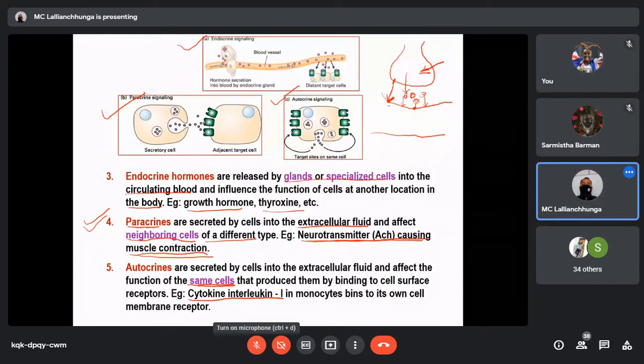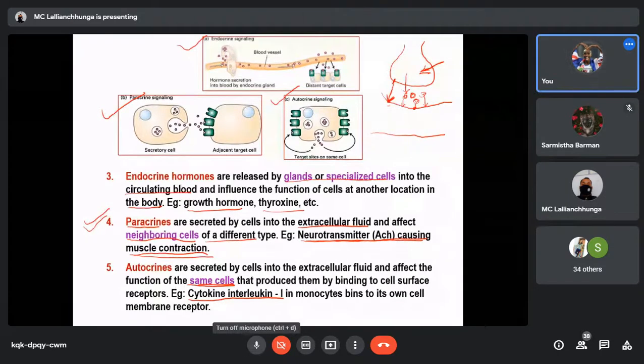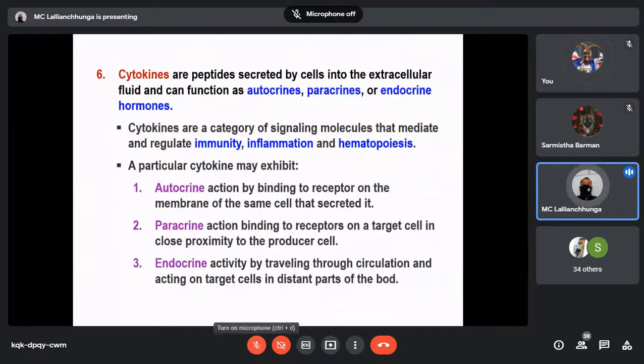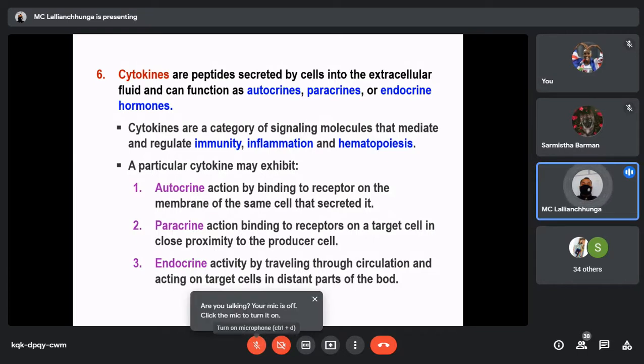Any question? Difference between paracrine and autocrine action? Is there any question? No. Okay, then we'll move to cytokines. Please don't get confused now, because there are so many terms: neuroendocrine hormone, endocrine hormone, neurotransmitter, paracrine, autocrine, all these things. Now here another term comes, cytokine.